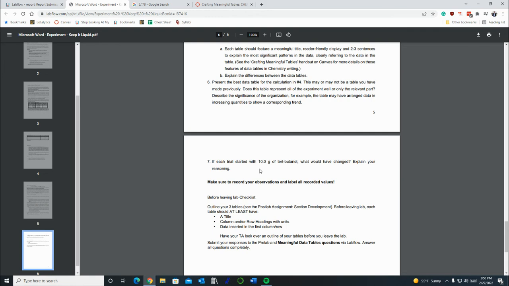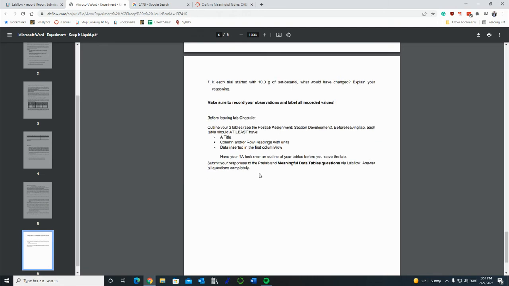The final question is just, if each trial started at 10 grams of tert-butanol, what would have changed? So pretty straightforward on that one. If you have more tert-butanol, would that affect your molarity and your molality? And then would that in turn affect by how much of a freezing point depression you saw? And then explain. So there you go.